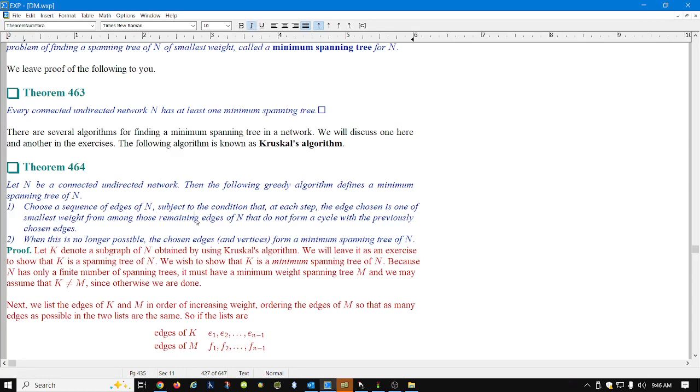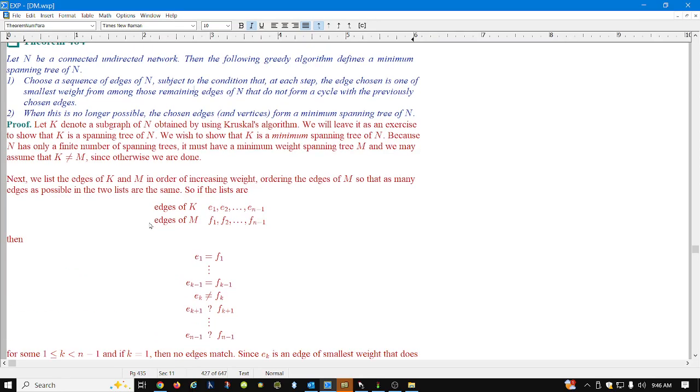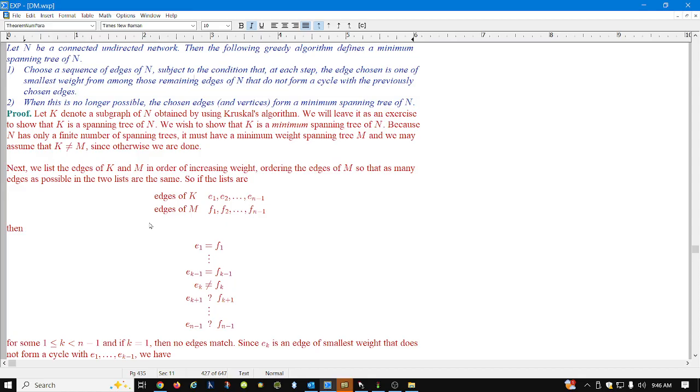So the procedure is pretty straightforward. It's really just common sense, right? You just keep choosing edges of minimum weight without forming a cycle. The proof is a little bit trickier than the statement of the theorem, so let's go over it.